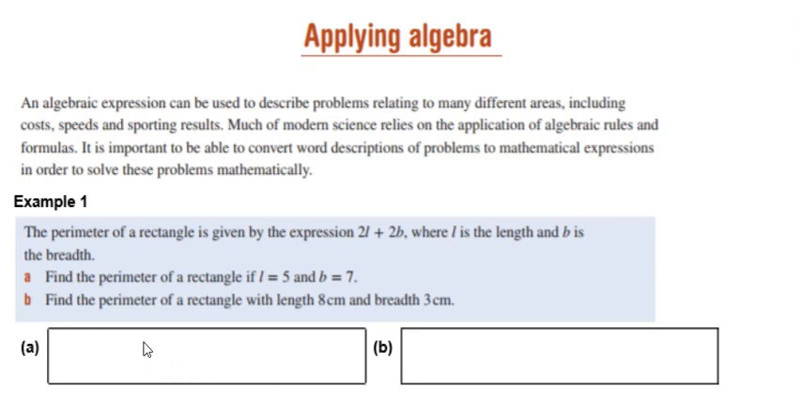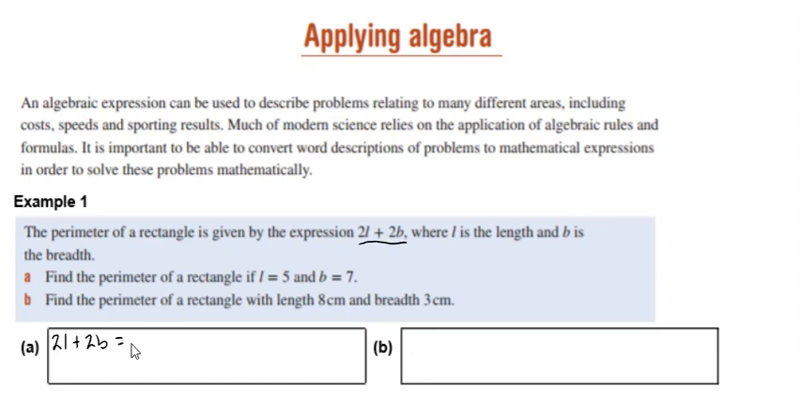Here's example 1. It says the perimeter of a rectangle is given by the formula 2L plus 2B. So we've got an algebraic expression, 2L plus 2B, and you've seen that before as a formula for the perimeter of a rectangle. Okay, now L represents the length, B represents the breadth. So part A says find the perimeter of the rectangle if L equals 5 and B equals 7. So let's write out our expression. We have 2L plus 2B.